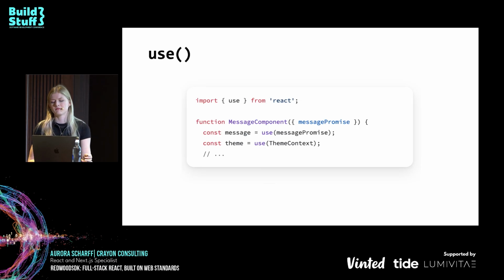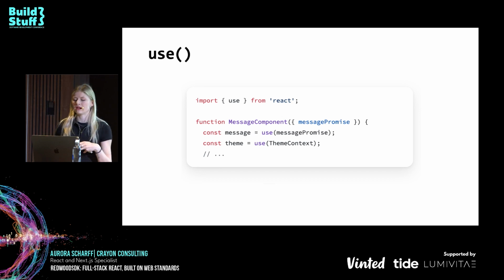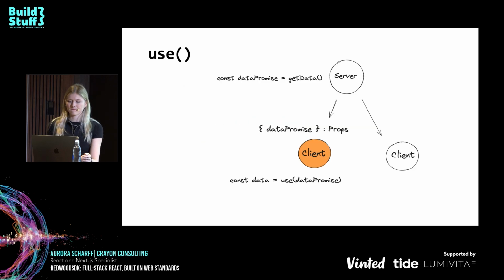And then finally, we have this new API that is kind of confusing because it does a bunch of different things, but basically it can read promises or React context. In our case, we're going to use it for reading promises from the server in a client component. So it allows us to pass a promise from the server and then resolve it on the client. And then we can also suspend that and provide a fallback.